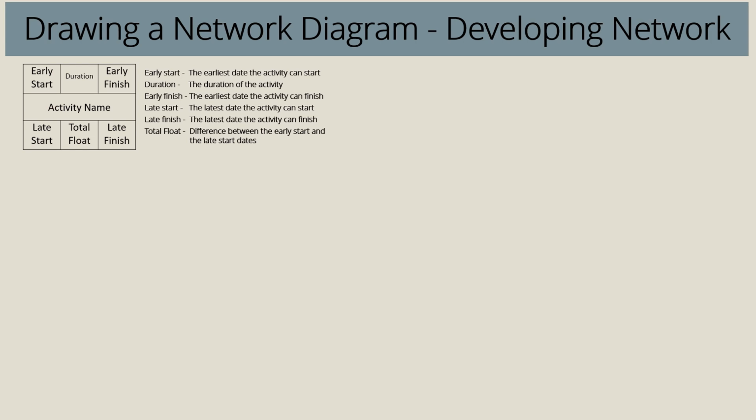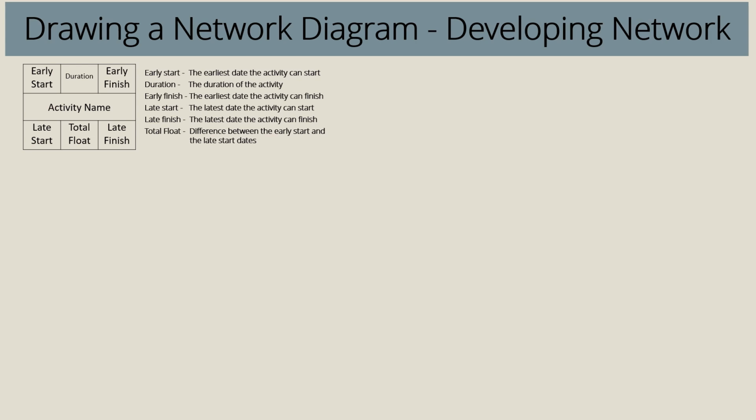Early start, or commonly represented as ES, is the earliest date the activity can start. Duration is the time required to complete the activity. Early finish, commonly referred to as EF. Late start, commonly referred to as LS, is the latest date the activity can start. And late finish, commonly referred to as LF, is the latest date the activity can finish.